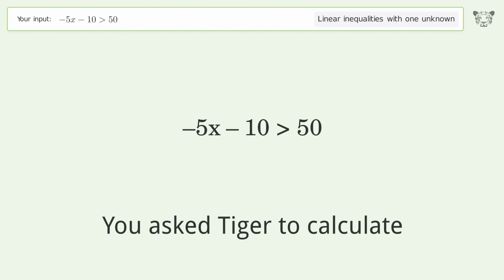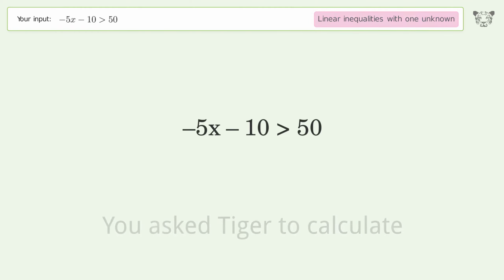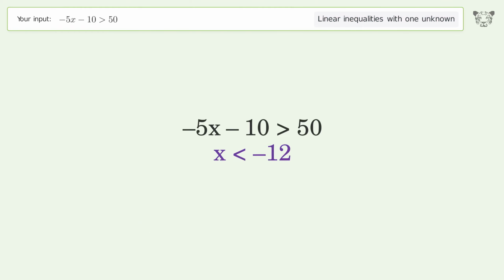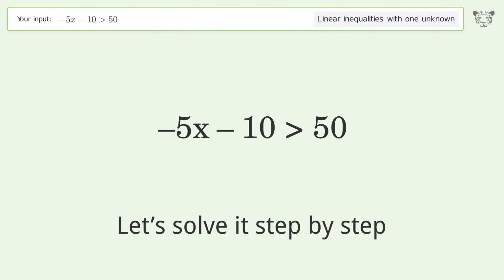You ask Tiger to calculate. This deals with linear inequalities with one unknown. The final result is x smaller than -12. Let's solve it step by step.